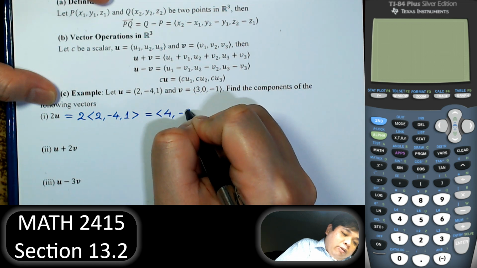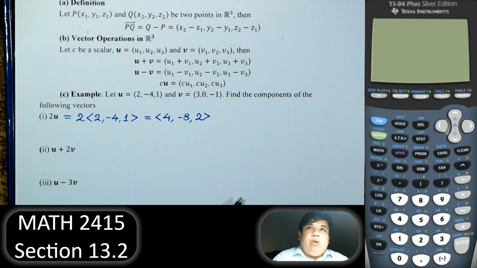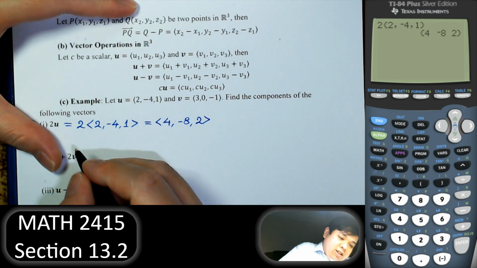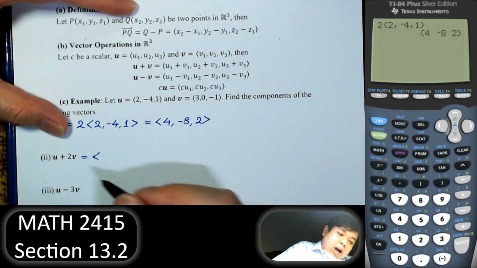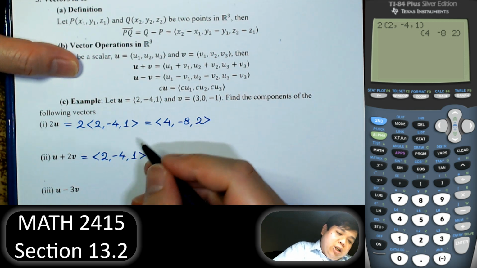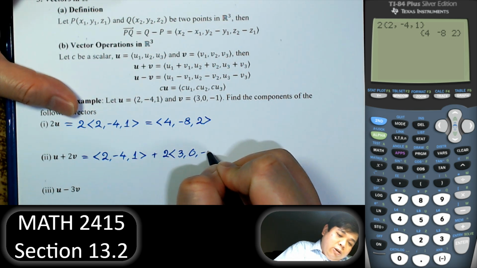Before -8 and then 2. That's easy enough. Remember, we can also use the calculator. If you use a calculator, we use second parentheses, use the bracket, like the set of numbers 2, -4, and 1, close the curly bracket, and we do that for -2. So, simple enough, straightforward. And then u plus 2v, 2, -4, and 1, that is u plus 2v, 3, 0, and -1.